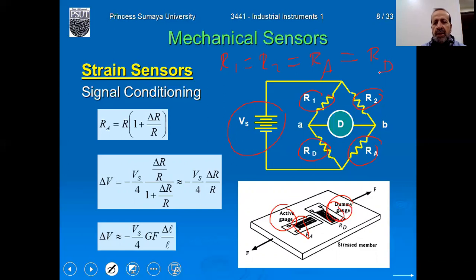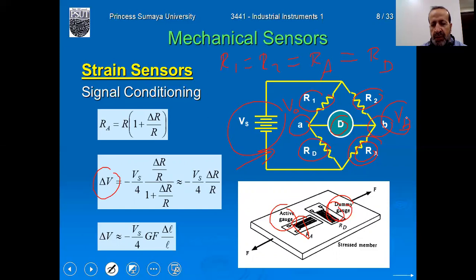Initially the bridge is balanced, so the voltage here, VB, at this point is equal to the voltage at A, which is VA, and there's no voltage difference. The voltage here, Vout or delta V, is equal to 0 initially. But if you apply force, then this will increase in its resistance, so VB will increase. But VA will be kept constant, no increase.